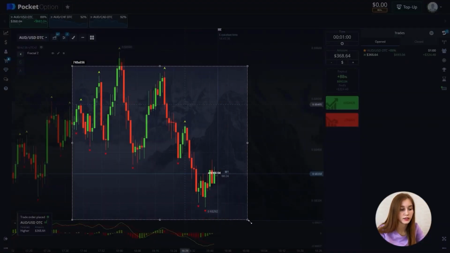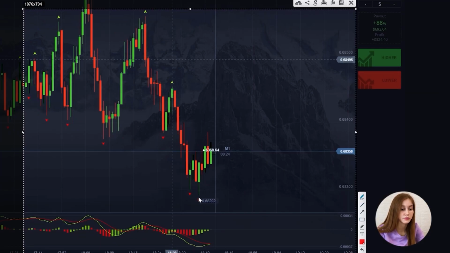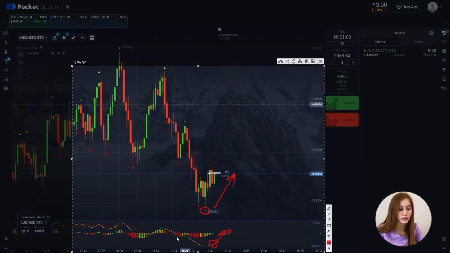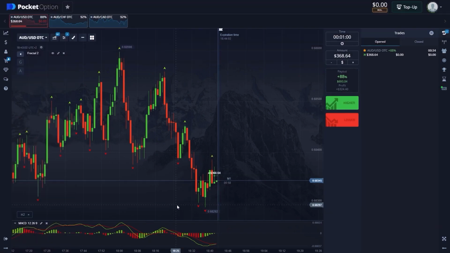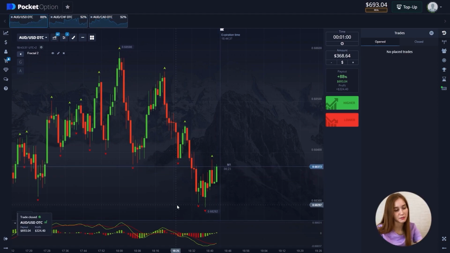As we see on the fractal, the last fractal was updated down. Then the chart will move up. We also see our buy signal on the MACD, where its main line crosses the signal line from the bottom up. That is our signal. Let's see. Our last trade closed up, profit is $334.